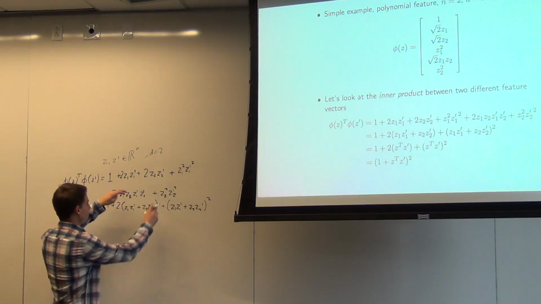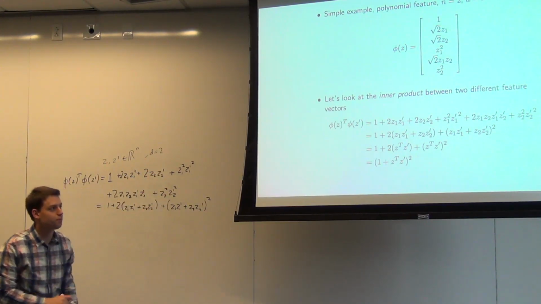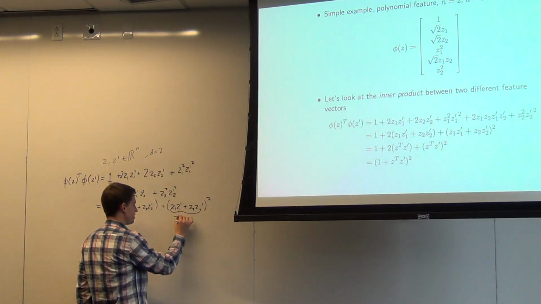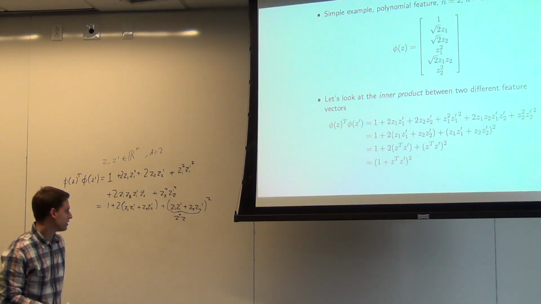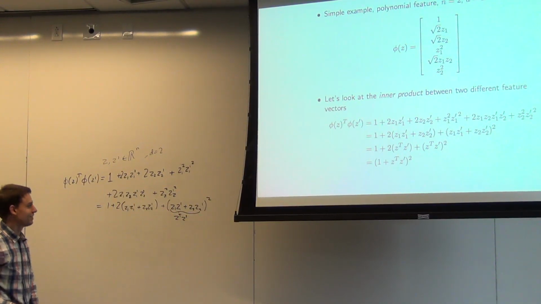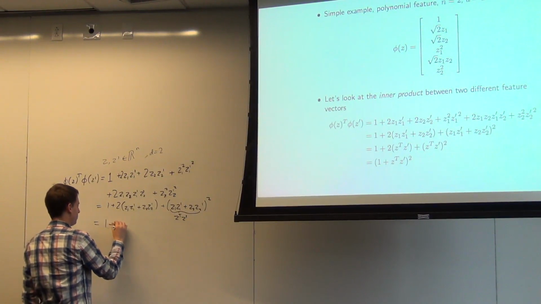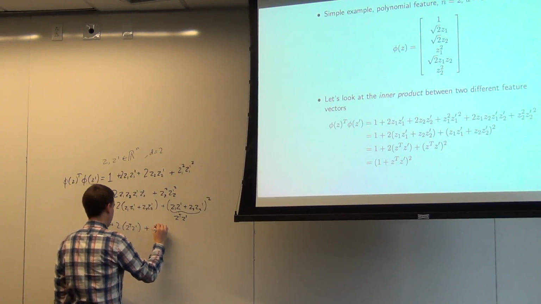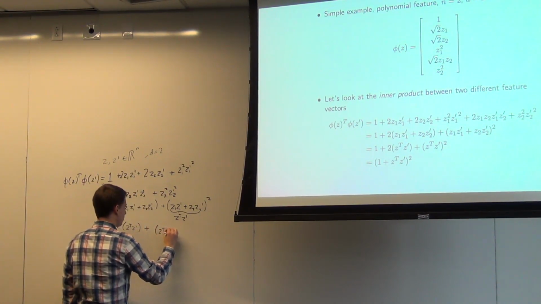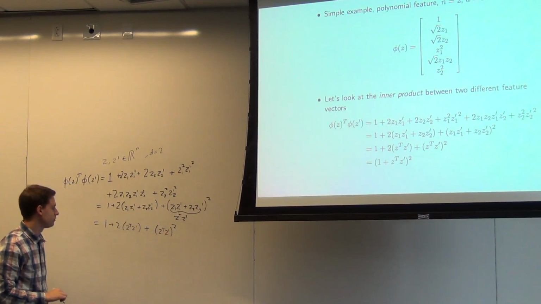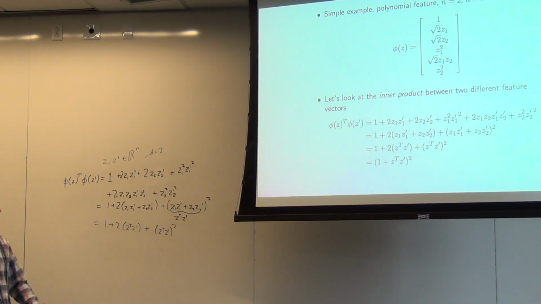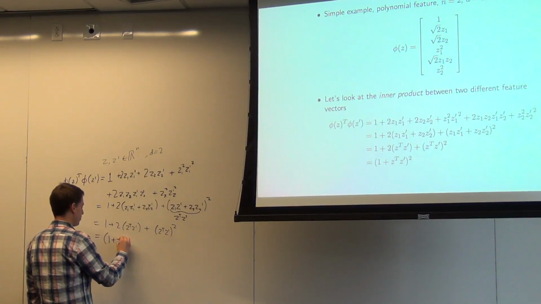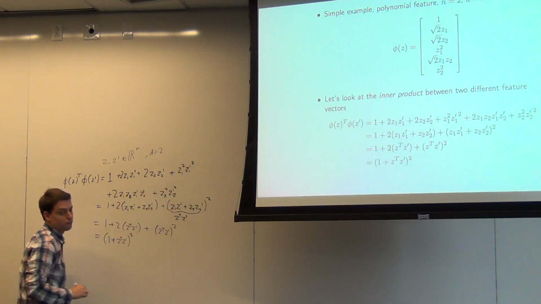Okay, so I'm grouping these terms together, and I'm representing it as a square itself, right? But this term here is just z transpose z, sorry, z transpose z prime. So I can write this as 1 plus 2 z transpose z prime plus z transpose z prime squared. And doing one more simplification, this thing is just 1 plus z transpose z prime, squared.